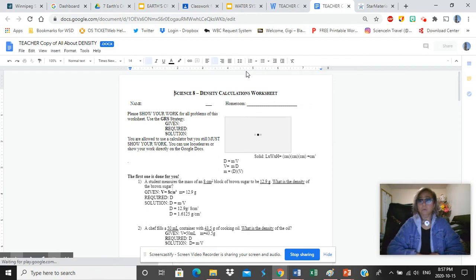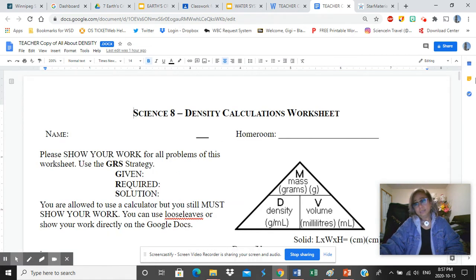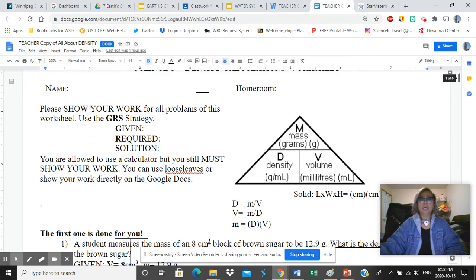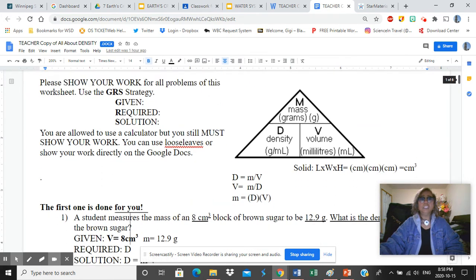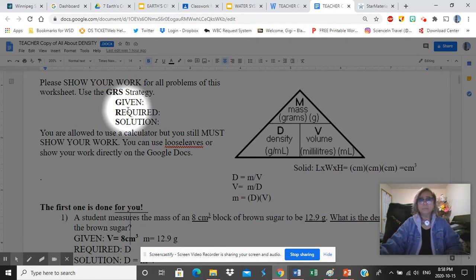So you have this now in front of you. You might say, oh, Miss F, I cannot see. It's too small. Okay, maybe it is now much bigger, right? Compared to the original size. So what does it say here? Please show your work for all problems of this worksheet. Use the GRS strategy where you need to write down given, required, solution, right? So always write this down.